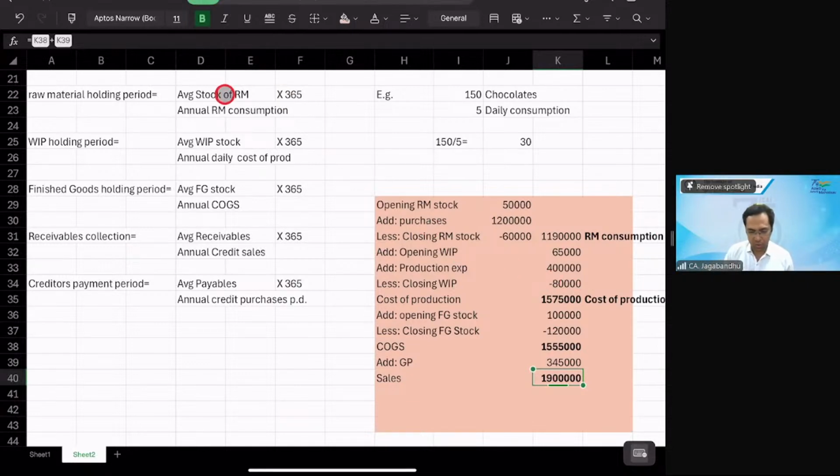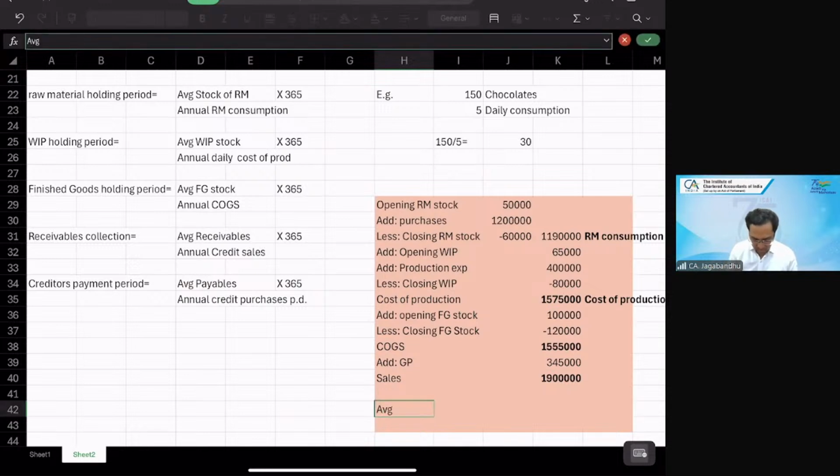From this, you can obviously get the average stock of raw material, which is opening plus closing divided by 2. Average WIP, which is again opening plus closing divided by 2. Average finished goods, which is based on opening plus closing divided by 2. Average receivables and average payables is something which I'm going to provide you.